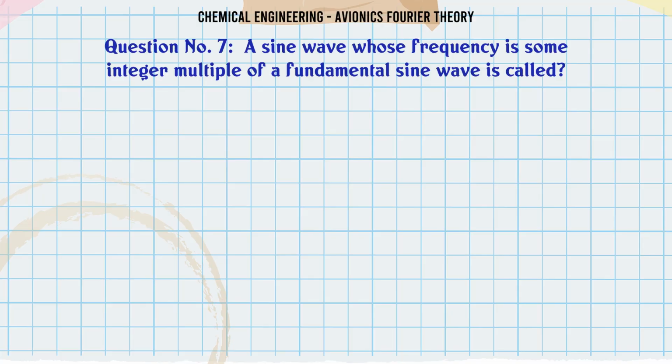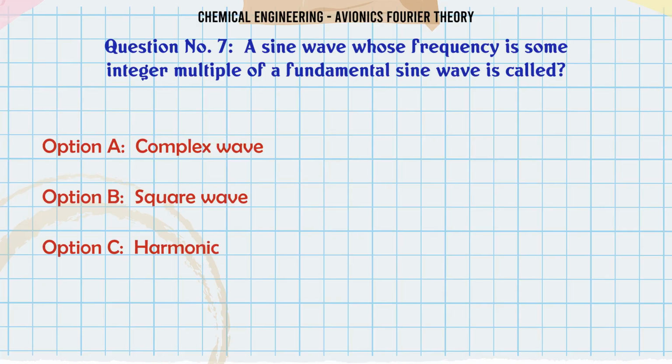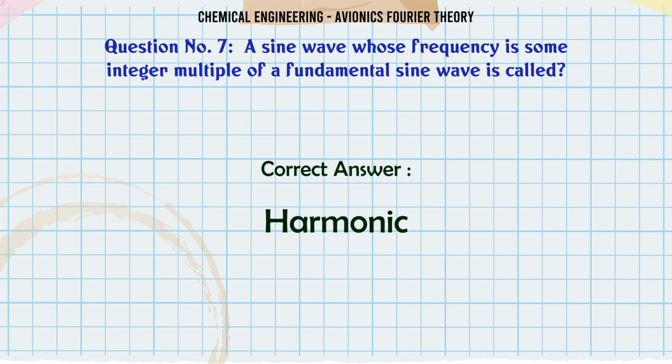A sine wave whose frequency is some integer multiple of a fundamental sine wave is called A. complex wave, B. square wave, C. harmonic, D. digital pulses. The correct answer is harmonic.